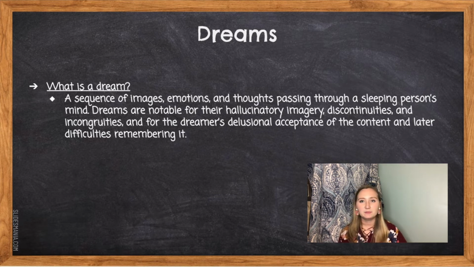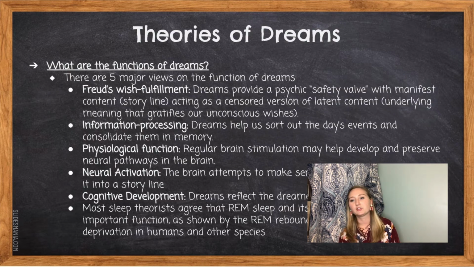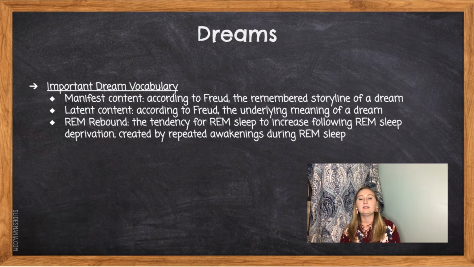Okay, we have some important vocabulary for the dream world, right? This is a Freudian term, manifest content. Basically, this is the remembered storyline of a dream. So this is the dream you tell, right? When you tell someone about your dream, this is what you tell. The latent content, so that's the manifest content. The latent content is basically the hidden content. It's the underlying meaning of a dream. So Freud did a lot of dream analysis in his psychoanalytic procedures, right?